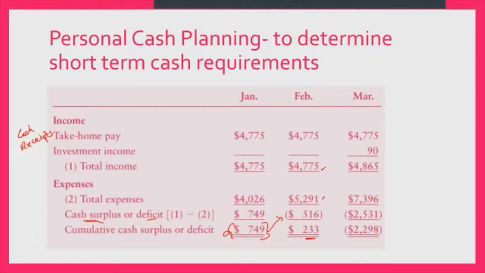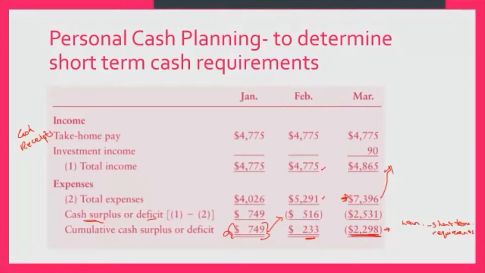Come March, your expenses now total more than your income by 2,531. In this case, you're required to have this money to finance your expenses. Why don't you take 233 from there? You're just required to find 2,298. So how do you find this money? You can either take a loan, right? Short term, what they call a short term requirement to meet your expenses.